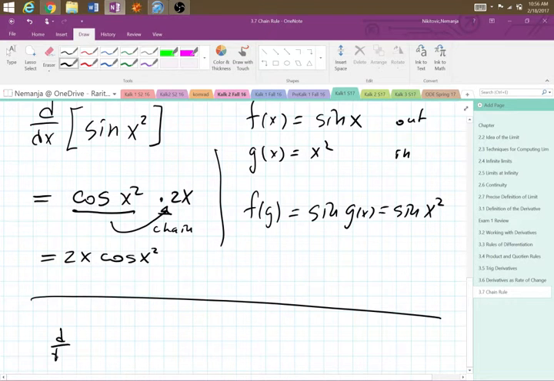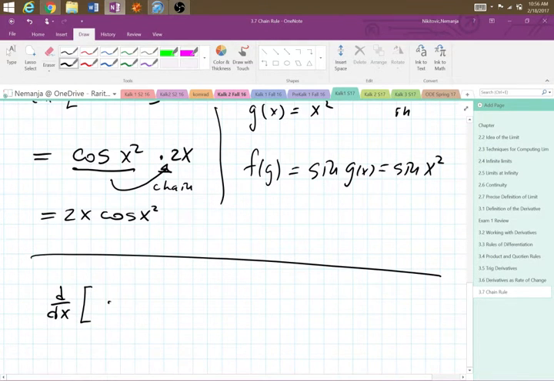What is the derivative of e to the 10x? Now, what is the derivative of e to the x? e to the x. So what is the derivative of e to the 10x? e to the 10x, times the derivative of 10x, which is 10. So the answer is 10e to the 10x.